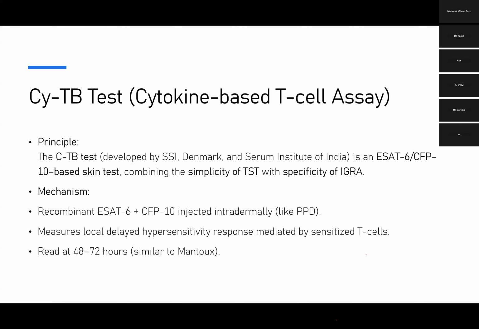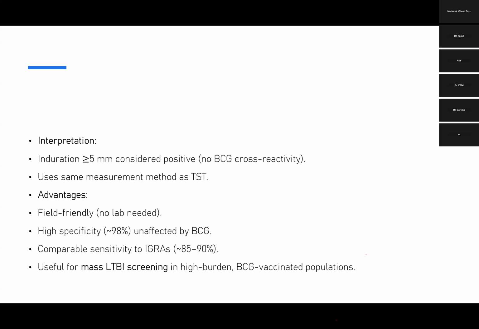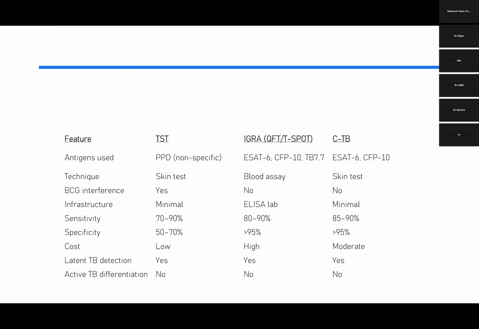Recombinant ESAT6 and CFP10 are injected intradermally like PPD and measure the local delayed hypersensitivity response mediated by sensitized T cells, and are read again at 48 to 72 hours, similar to Mantoux. So interpretation is induration more than or equal to 5 mm is considered positive. Again, there is no BCG cross reactivity. It is field friendly, with high specificity, unaffected by BCG, comparable sensitivity to IGRA, and useful for mass latent TB infection screening in high burden areas and BCG vaccinated populations.